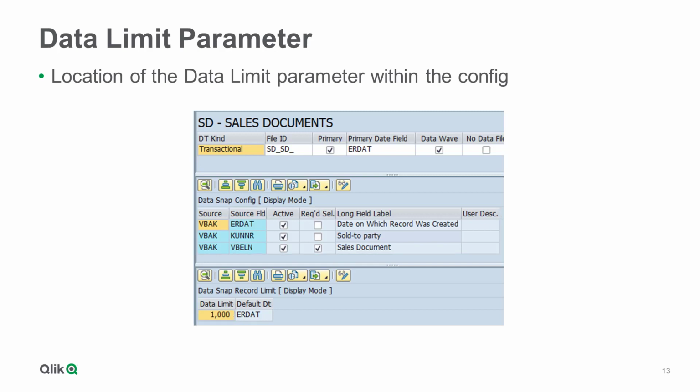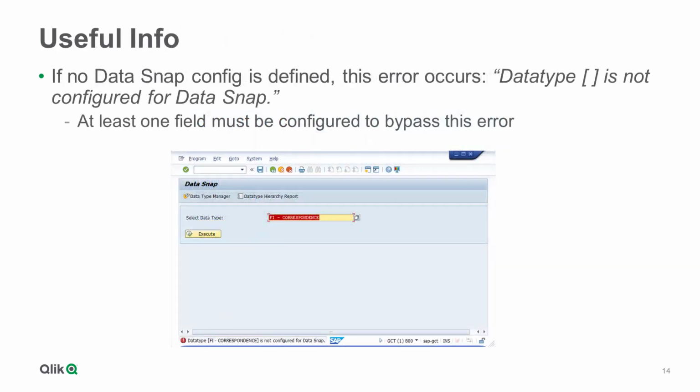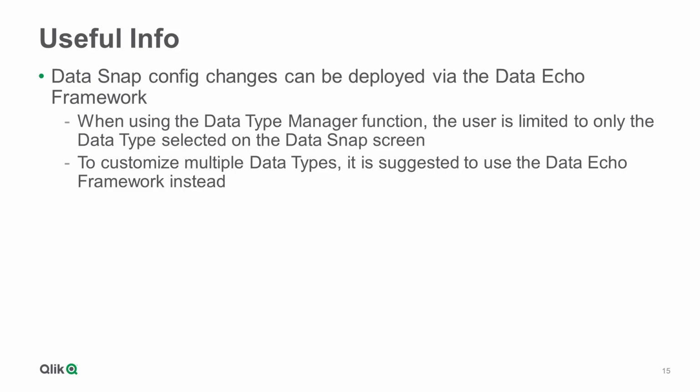I want to now share with you some more useful information about the DataSnap config. Be aware that if there is no DataSnap config defined, the error message of data type is not configured for DataSnap will occur. It is necessary to define at least one field within the DataSnap config to bypass this error. DataSnap config changes can also be deployed via the DataEcho framework function. When accessing the config using the DataType Manager function, the user is limited to only the data type that was selected on the DataSnap screen. If there is a need to customize multiple data types, it's probably more efficient to access the DataEcho framework instead.